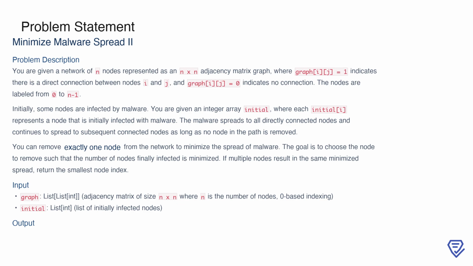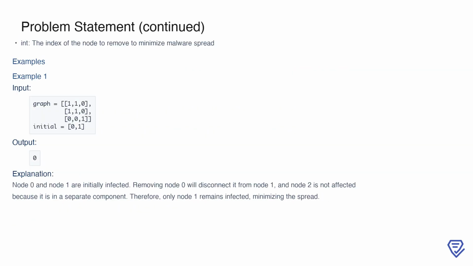The input to the problem includes the adjacency matrix, which represents the structure of the network, and the list of initially infected nodes. The output is the index of the node you should remove to minimize the spread of malware. Let's look at some examples to better understand the problem.